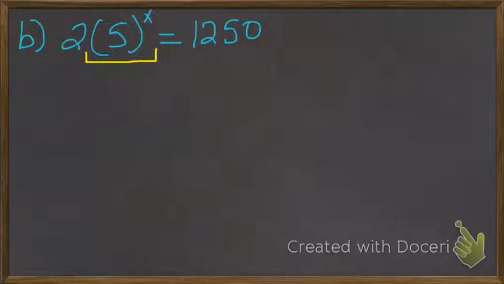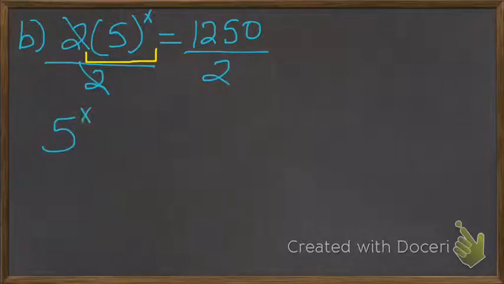Well, how do we do that? We need to divide both sides by the coefficient, which you see is 2. So if we divide the left side by 2, we divide the right side by 2. That gets rid of the 2 on the left, so we're left with 5 to the power of x. We divide 1250 by 2, we end up with 625.